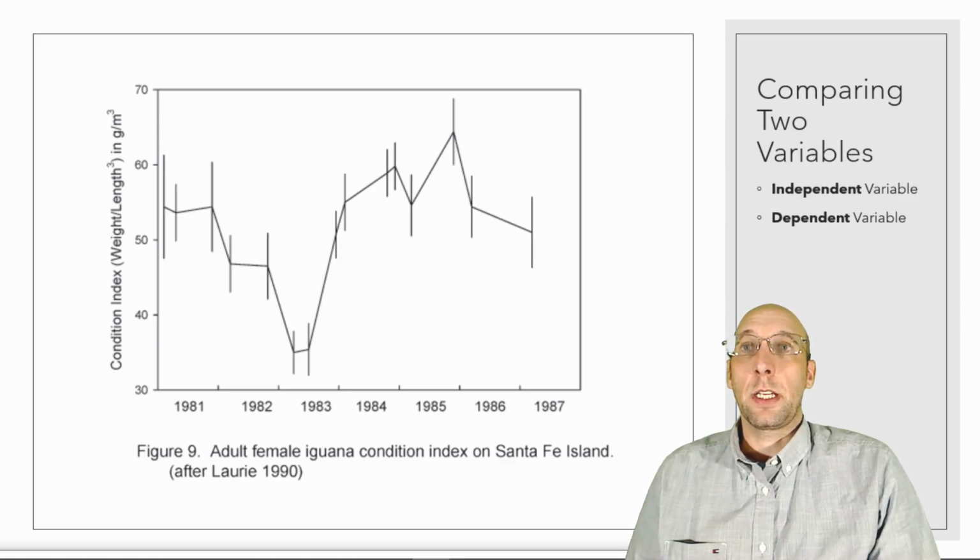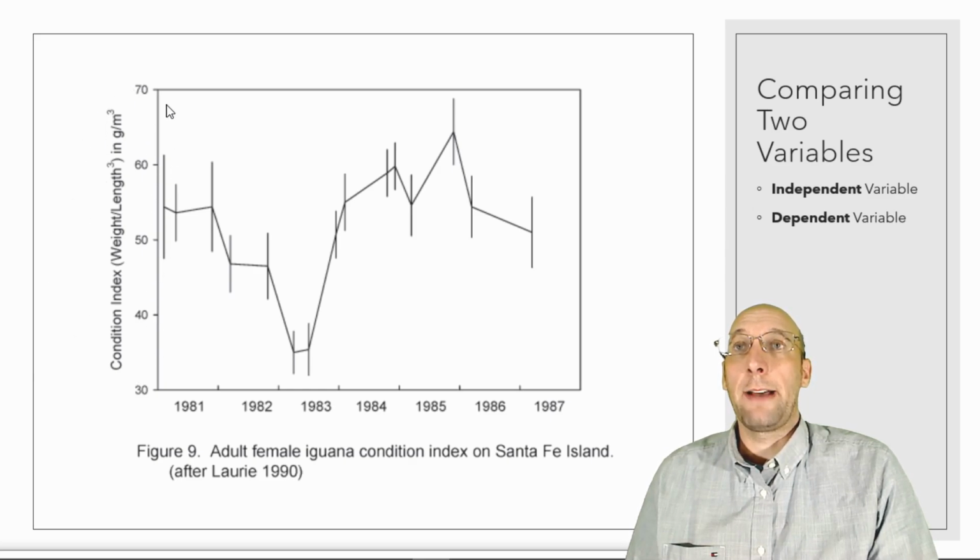So we look at this initial experiment here. The independent variable is actually just time. In a lot of cases, the independent variable is something else. And the dependent variable is the condition index of the iguanas. So again, the independent variable is the factor that the scientist changes. The dependent variable is the factor that they're measuring. The dependent variable is always on the y-axis of a graph. The independent variable is usually found on the x-axis, but not always. I'll show some examples where the independent variable is not on the x-axis.